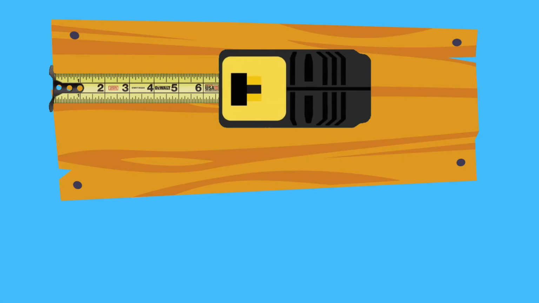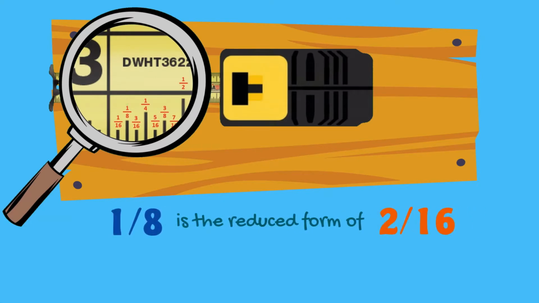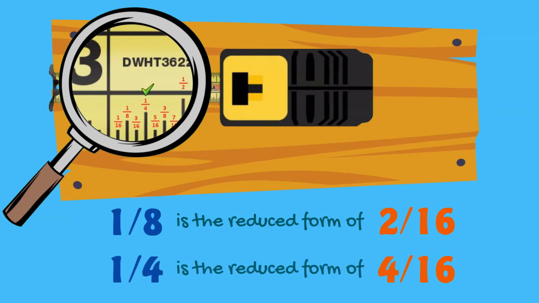Let's take a look at this tape measure and its graduations. If you look closely, each graduation is equivalent to 1/16 of an inch. You will notice that the graduations have 1/16, 1/8, 3/16, 1/4, and so on. Why does it say 1/8 instead of 2/16? It is because 1/8 is the reduced form of 2/16. Same thing as 1/4, which is the reduced form of 4/16.